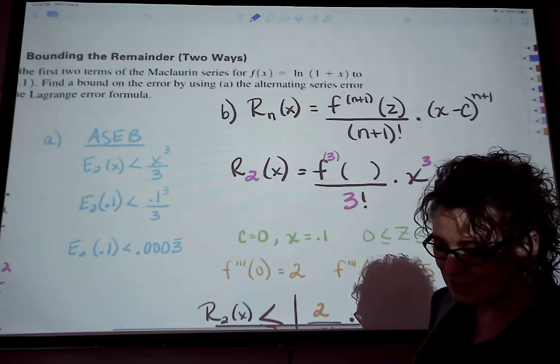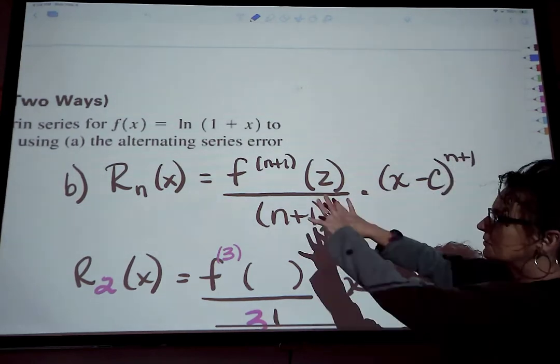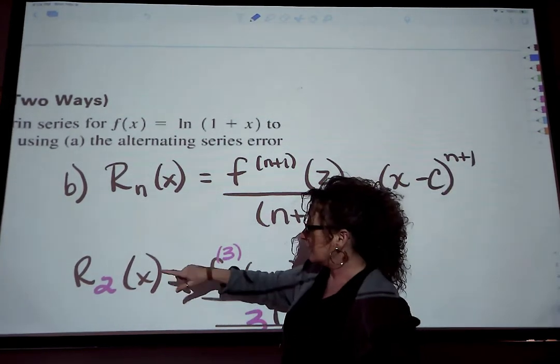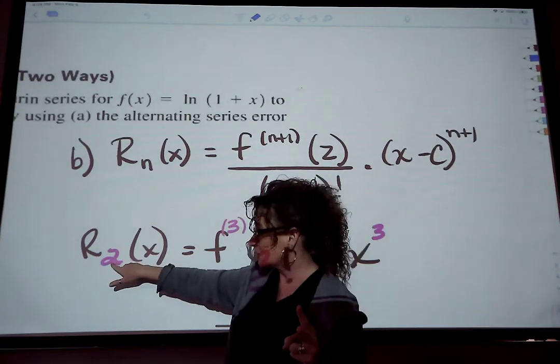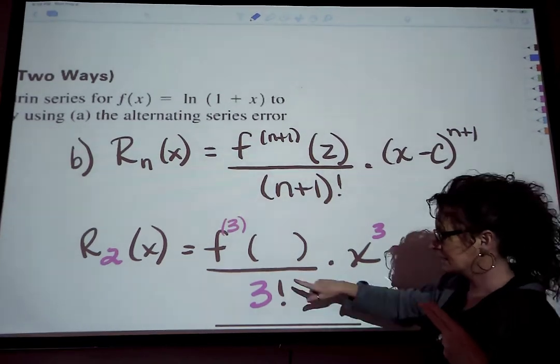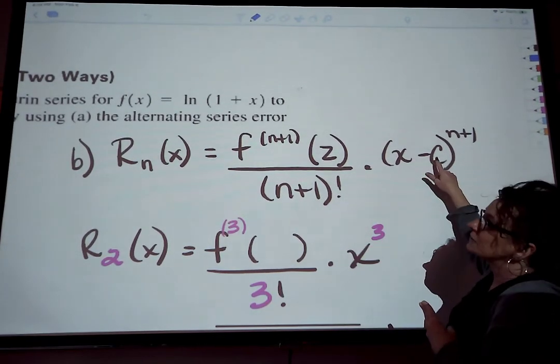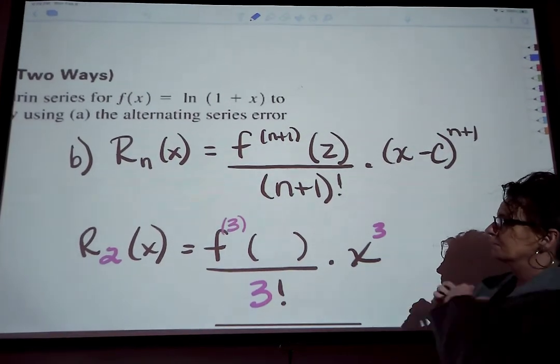Okay. So let's look at this using the Lagrange error bound. I wrote it out again. And in this case, I'm using the second order polynomial. So this is a 2, which means this is a 3, this is a 3, this is a 3, and it's a Maclaurin series, so c is 0, so that just went away.